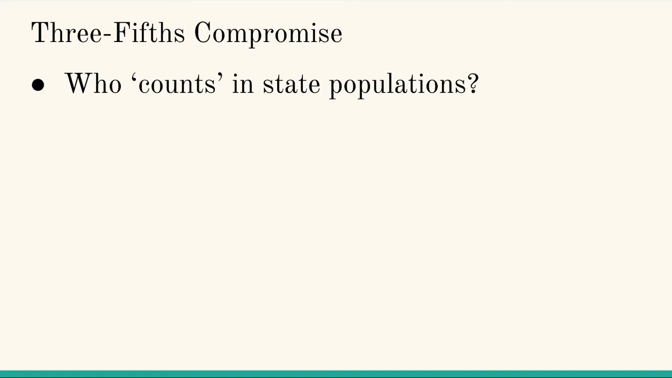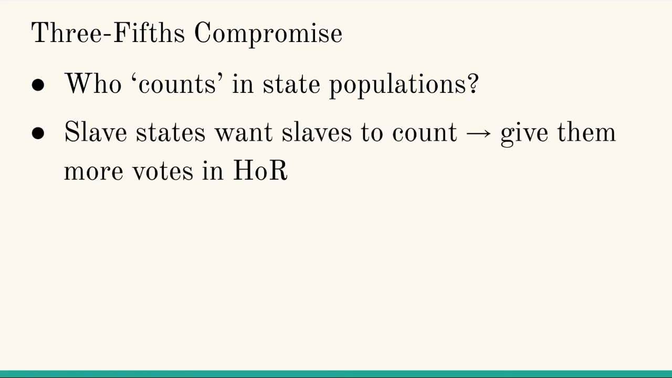All right, when it comes to state level populations and who's going to count towards that final vote, there's another kind of debate, and another compromise that needs to be reached. I'm curious to know if you came up with these. Slaveholding states want all of their population, so free people and enslaved people, to count towards their final population number. Because if they count the slave populations, even though they're not counted as citizens, they're not given any rights, if they count towards that population number, what happens? They get more votes in the House of Representatives, right?